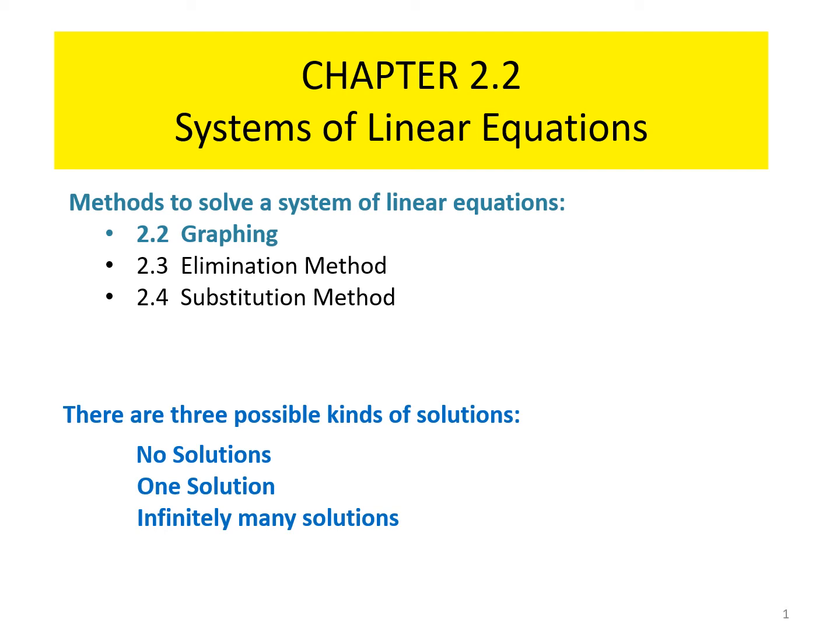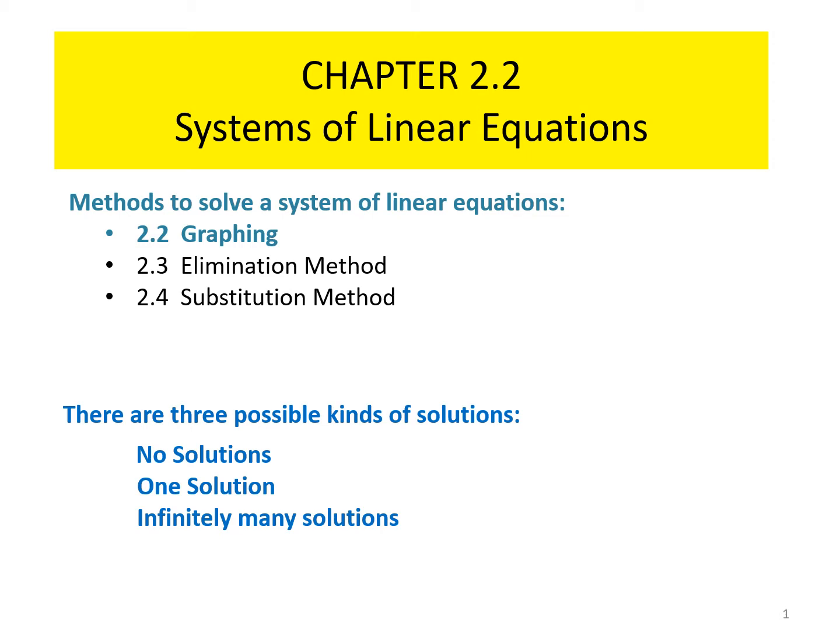Chapter 2.2 Systems of Linear Equations. Two equations make up a system. There are three different methods that you could use to solve a system of linear equations. One method is graphing. The other two methods are algebraic solutions: the elimination method and the substitution method.